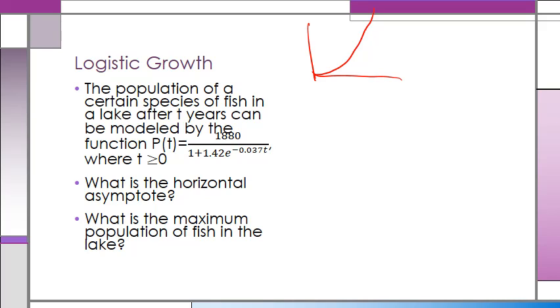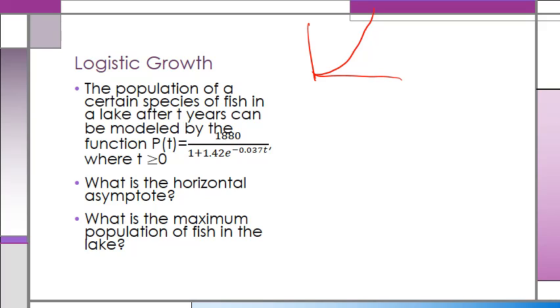I mean, if we're talking about population of people, for example, is there enough food? Are there enough places for people to live? Are there enough jobs in that area for people to be employed? You can have diseases and other things. Is there enough water to sustain the population?